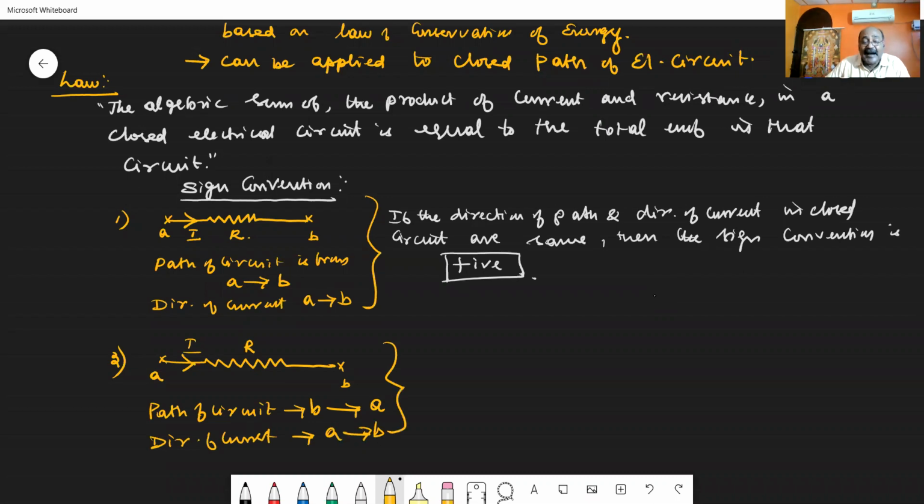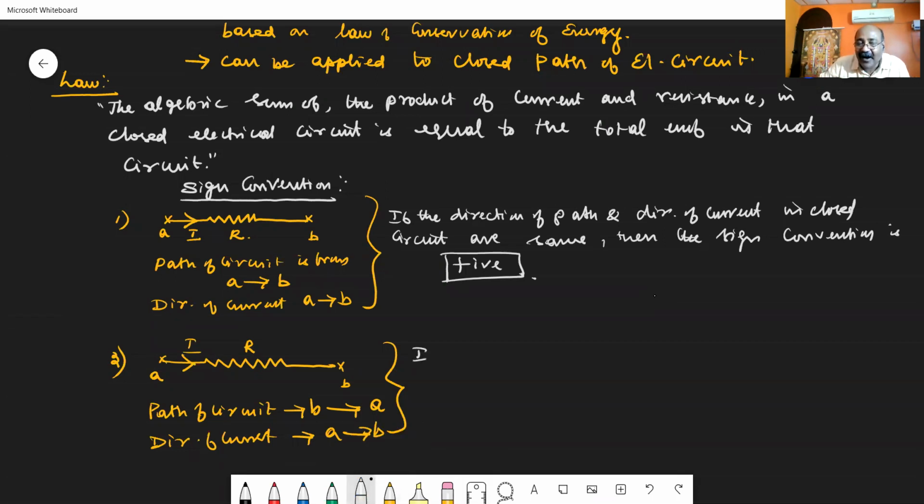See, in this case, what happens? The path along which the circuit is moving and the direction of current which is moving are in opposite directions. The path considered and the direction of current, if they are in opposite directions, then the sign convention is taken to be negative.